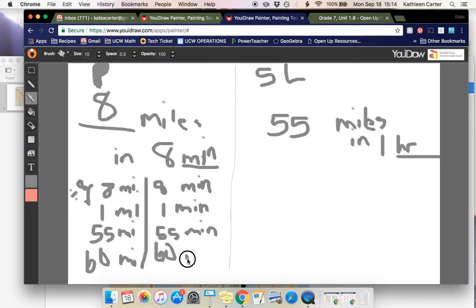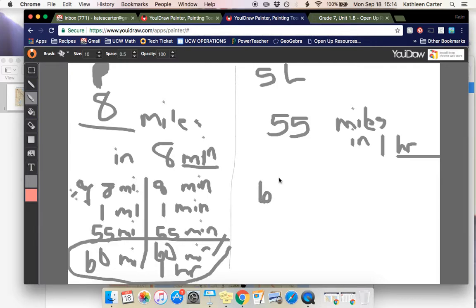And the reason I care about 60 minutes is because that is the same as 1 hour. So he's going 60 miles per hour. The speed limit is 55 miles per hour. 60 miles per hour definitely is higher than 55 miles per hour, because in 1 hour he's going to be able to go an extra 5 miles.